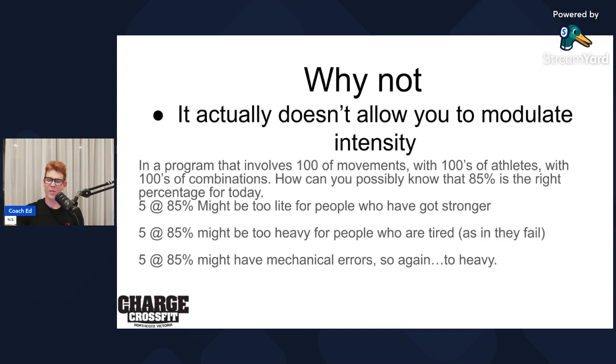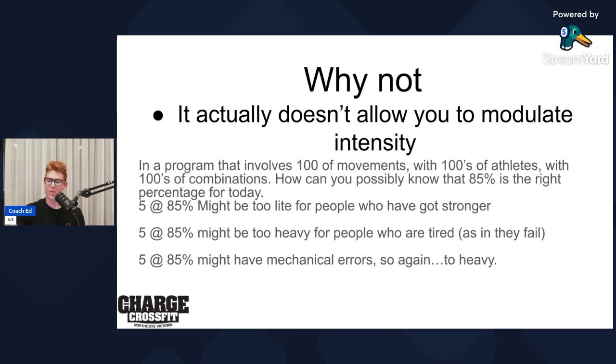5 at 85% might be too light for people who have got stronger. You might put 85% of what you thought was their 1RM on the bar, and it's moving up and down like crazy. Now, some of you might say that doesn't happen, but it actually does for people who are newer to a program. If you're new to a strength training program, your 1RM will be improving weekly, if not even quicker, depending on how new you are. So 85% is a moving target. It's not a real number anymore.